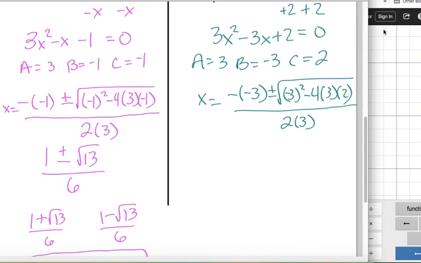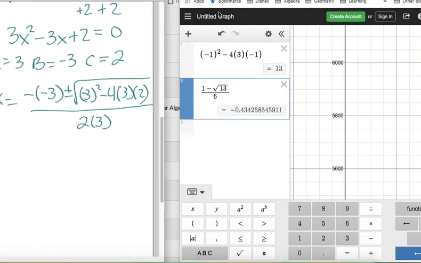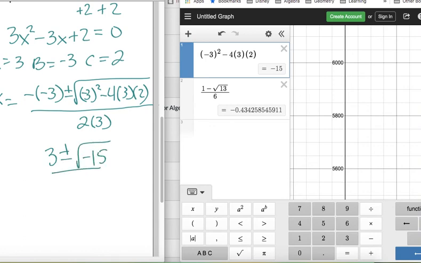So we're going to go to Desmos for our discriminant. So I'm going to edit this top math here. We've got negative 3 in the first parentheses. Then we've got 3 and then a 2. So just editing that, and I'm getting negative 15. So negative 3 would make a positive 3 plus or minus the square root of negative 15 divided by 6.